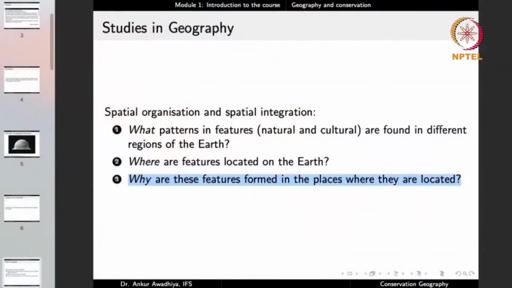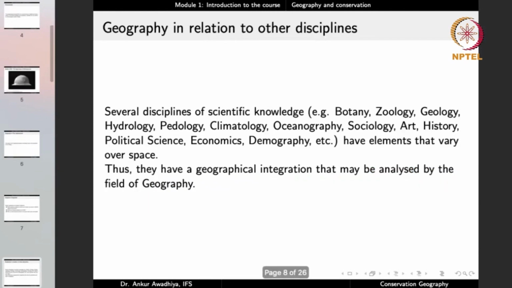So we are looking at various features, various phenomena, and we are also looking at the causal factors of that particular feature or phenomenon. So in geography, we ask three questions: what is found, where is it found, and why is it found where it is found? So these are the kinds of studies that we do in geography.